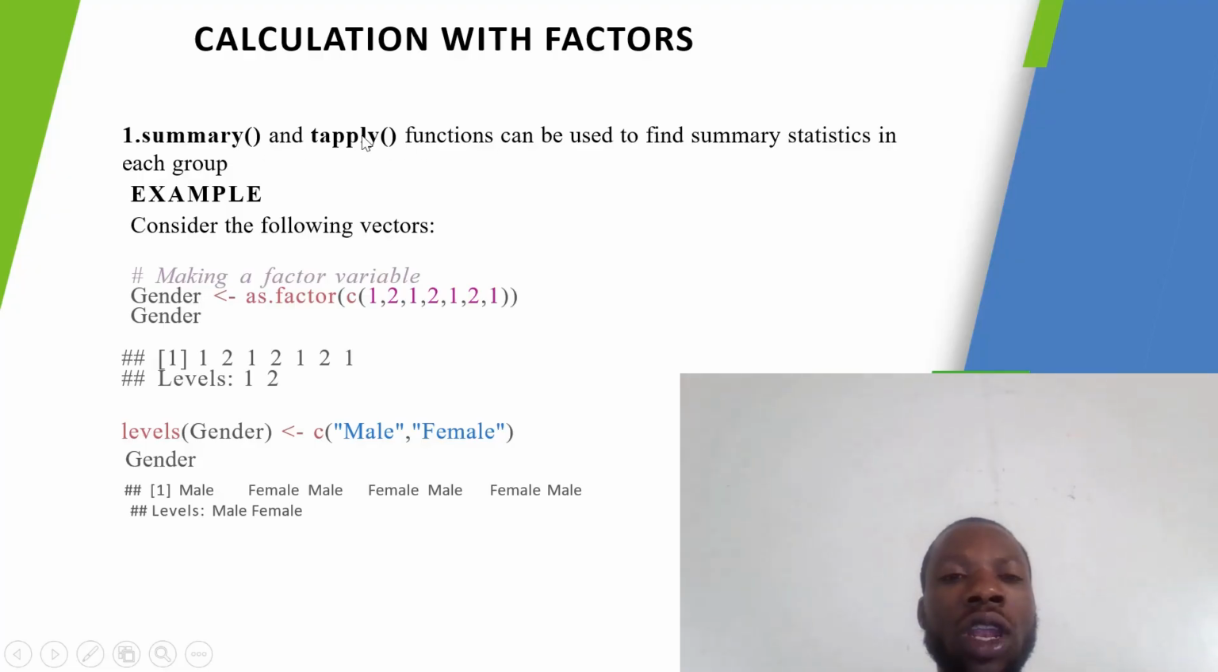With the tapply function, we are trying to make specific calculations. Let's say I'm trying to calculate maybe the mean or the mode. I have to specify the statistic I'm interested in when using tapply, and also summarize at the same time. Let's say I have gender and I make it a factor. Once I print, I get the values and also the levels. This is also making levels to be labeled.